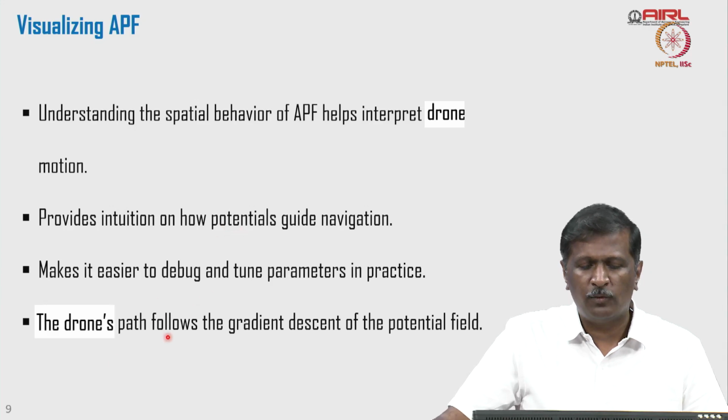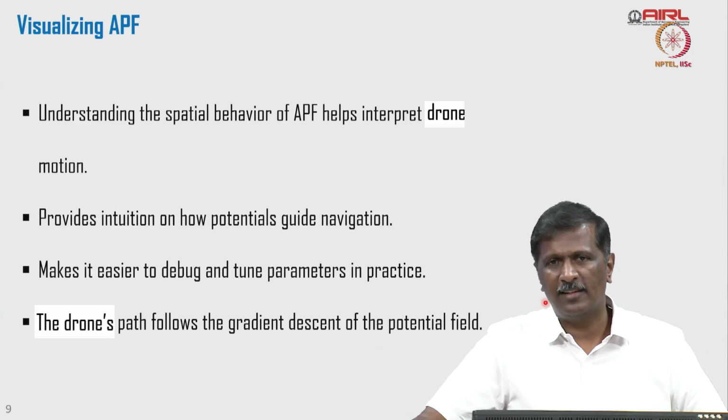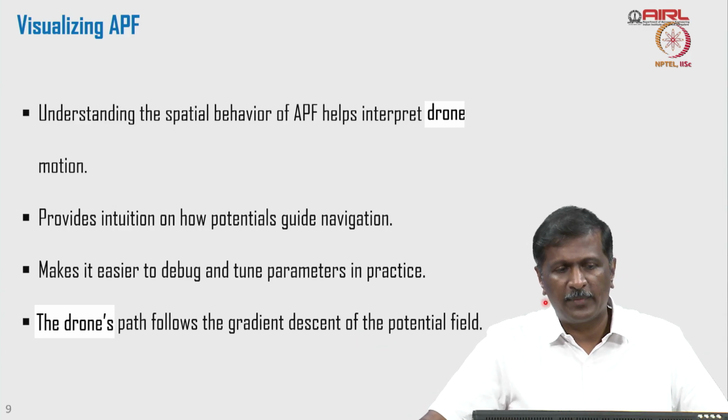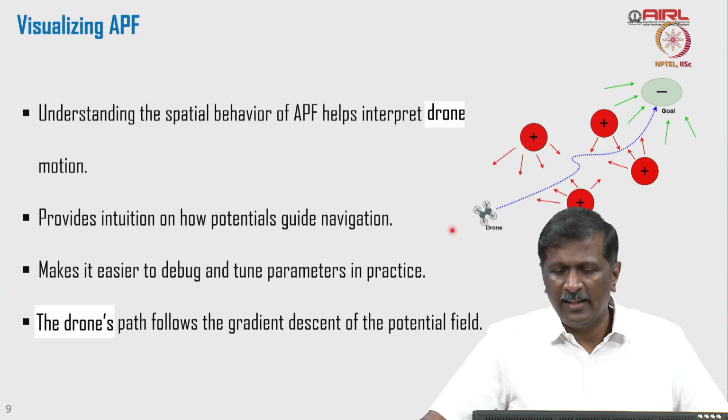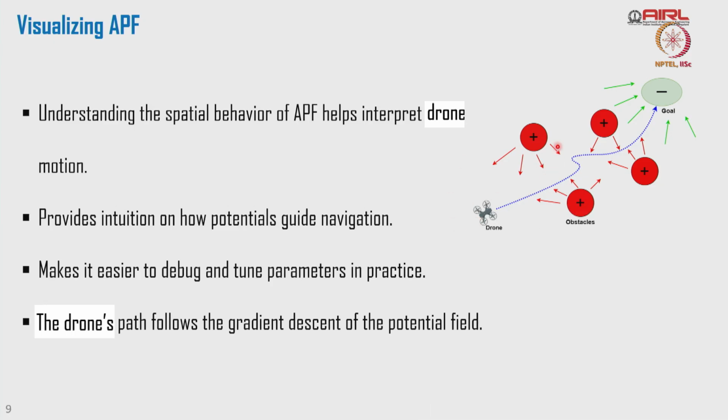The drone follows the path of a gradient descent of the potential field. That is what we are going to use. Okay, let us visualize. The drone is there, all the repulsive forces will be acting away from the obstacle, whereas the attractive force will be acting towards the goal, and that is the resultant force which is going to act on the drone at any given position. Based on that, the drone is going to navigate from here all the way to the goal.